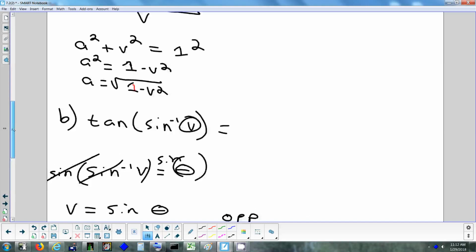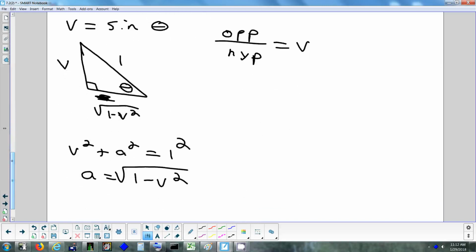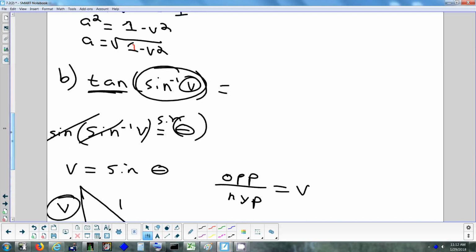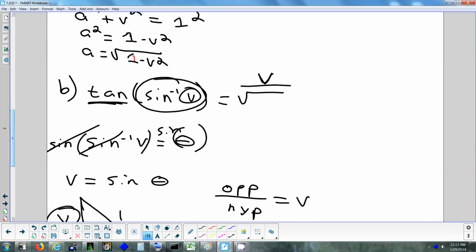I'm going to go back up and see what they wanted me to find. They want tangent. So look at your diagram and take the tangent of your diagram. So tangent we haven't done yet. What's tangent? Opposite over adjacent. Opposite over adjacent. So it's v divided by the square root of 1 minus v squared.